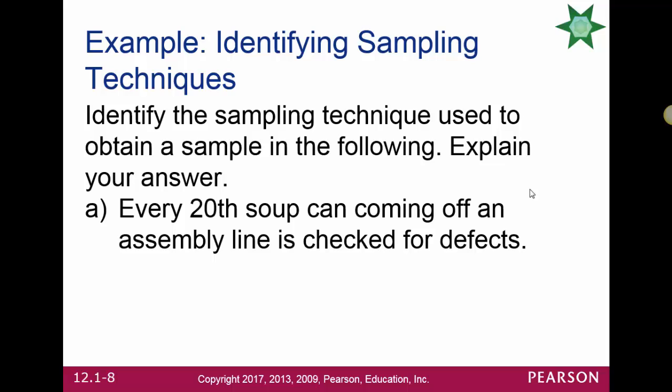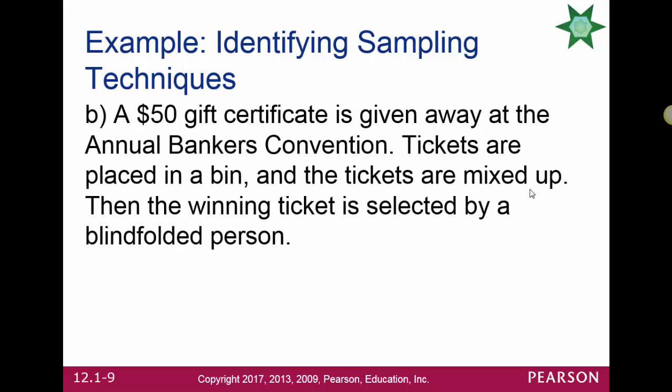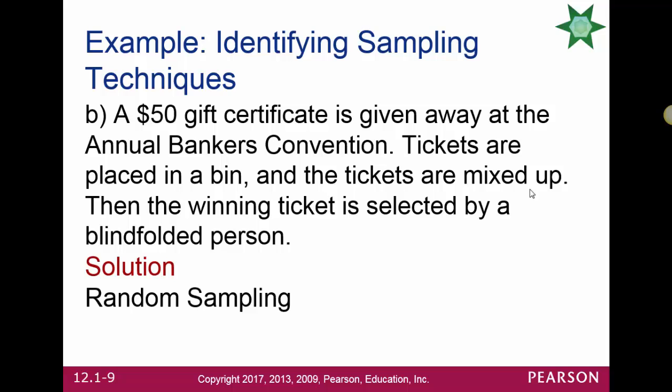Every 20th soup can coming off of an assembly line is checked for defects. So the key word here is 20th soup can. So this is going to be systematic sampling. A $50 gift certificate is given away at the annual bankers convention. Tickets are placed in a bin and the tickets are mixed up. The winning ticket is selected by a blindfolded person. So each ticket is equally likely to be selected, so this is a random sample.